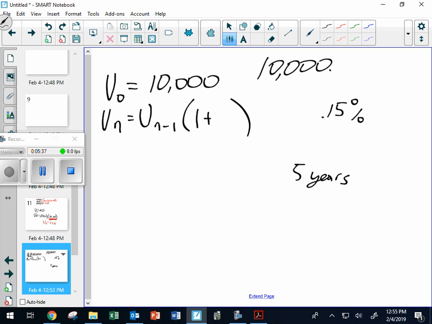1 plus implies what? Starts with a G. Growth. The 1 minus would imply decay. All right, good. So then, here's the classic mistake, of course. No, that would mean you gave them 15% interest. No bank does that. I wish they did. But you're supposed to give them 0.15.